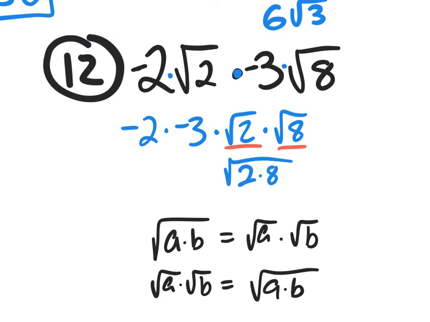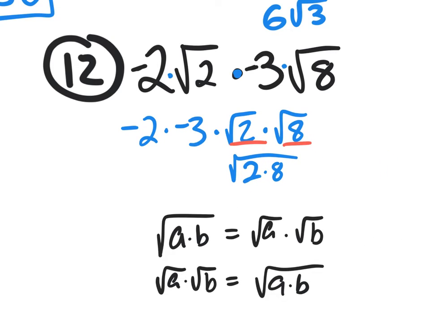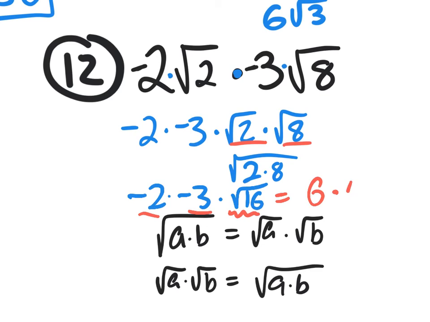Now, why would I do that? Let me move this out of the way. Whoops. Okay, I'm not going to move it out of the way, but the reason why I put it together is because I will have a negative 2 times a negative 3 times the square root of 16, and the square root of 16 is 4. So we end up with negative 2 times negative 3, that's 6, times, now the square root of 16, that is 4, so 6 times 4 is 24, and that's my final answer for number 12.